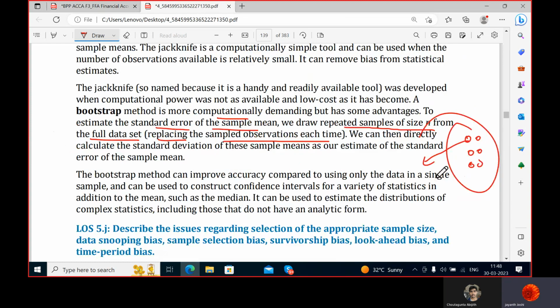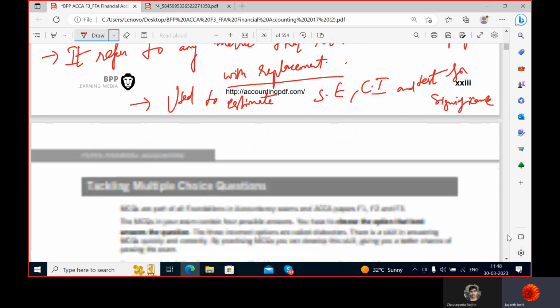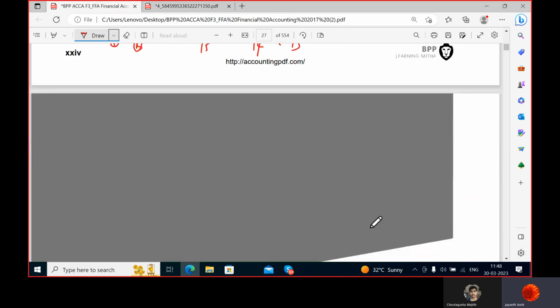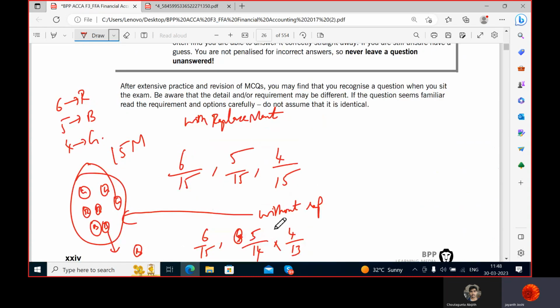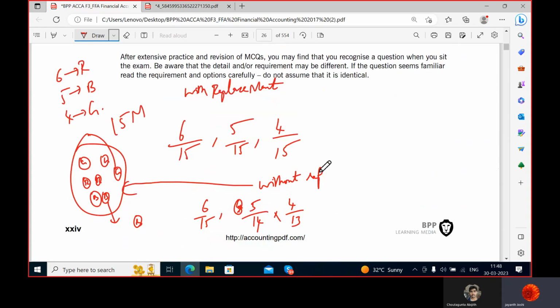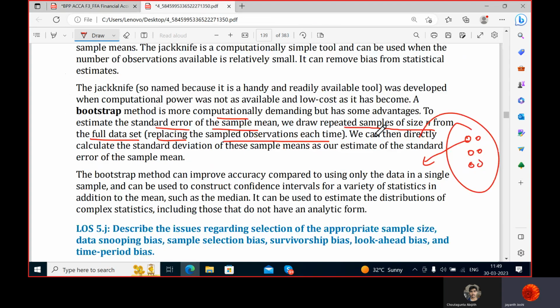So we will study that, and again we have already discussed with replacement and without replacement, and the difference it makes. So this is what we will be following with replacement. We will be picking out, studying that particular sample, again putting it back, again picking out, again studying, again putting it back. Like that we'll be doing n number of times. So we draw repeated samples of size n from the full data set, replacing the sample observations each time.